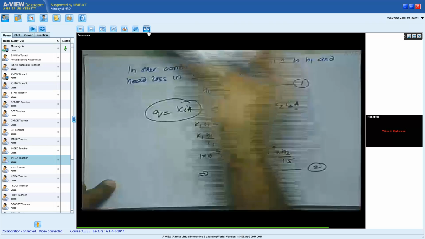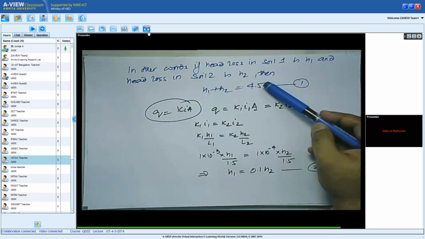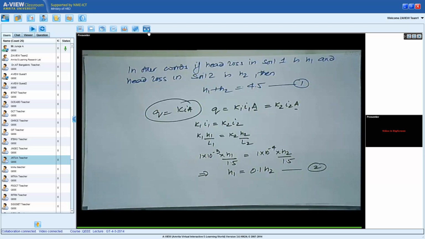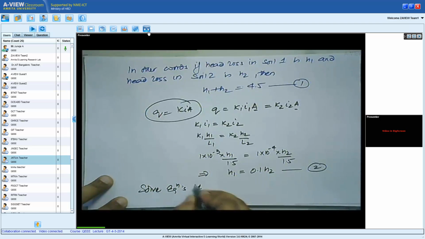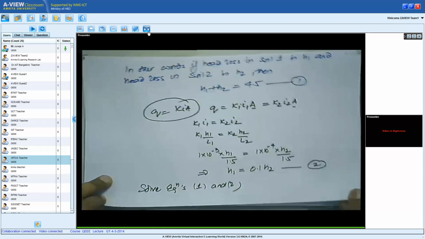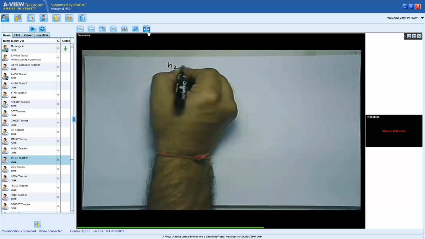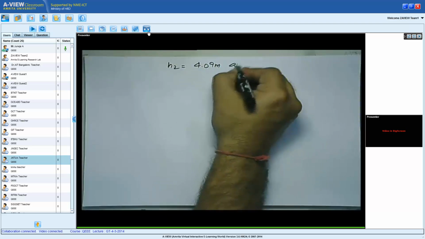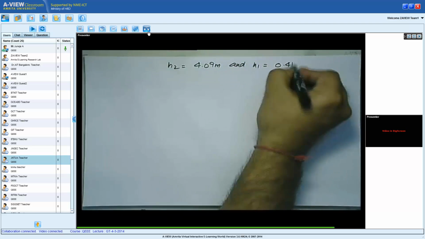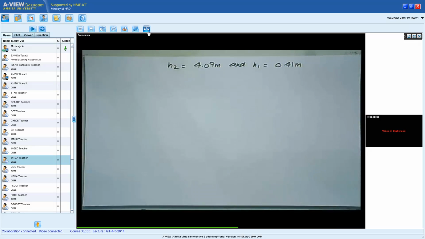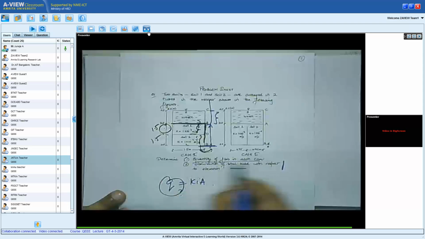Above we looked at equation 1, which is the sum of H1 and H2. Second, I have an expression between H1 and H2. If I solve equations 1 and 2, you can go back home and try this, I have H2 equals 4.09 meters and H1 equals 0.41 meters. Okay, it's as simple as that. So now that H1 and H2 are known, let me bring back the sheet. The question was flow. What is the flow?